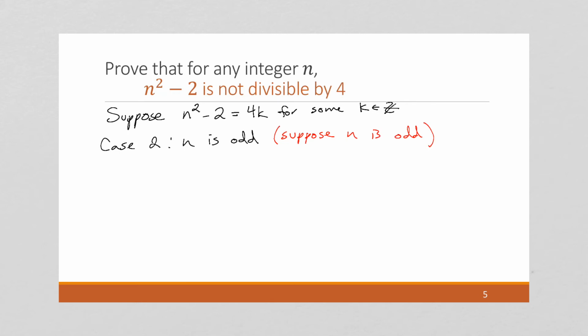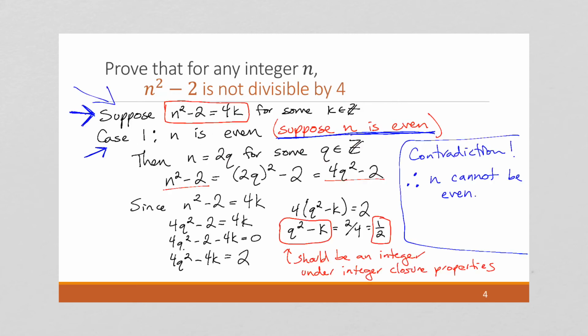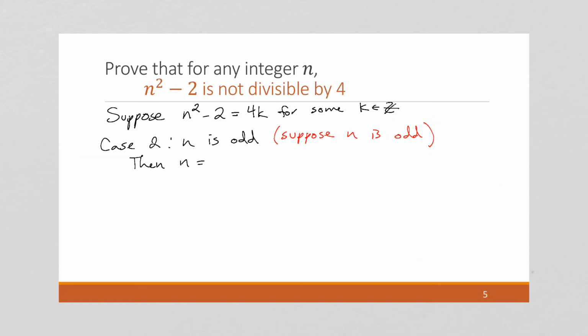Okay, so what does that mean? Well, if n is odd, then n equals, we could reuse the q because we're sort of done with the q here. We've finished with it. But just to be clear, I'm going to use a different variable. n is 2p plus 1 for some p in the integers. Well, so let's plug that in.